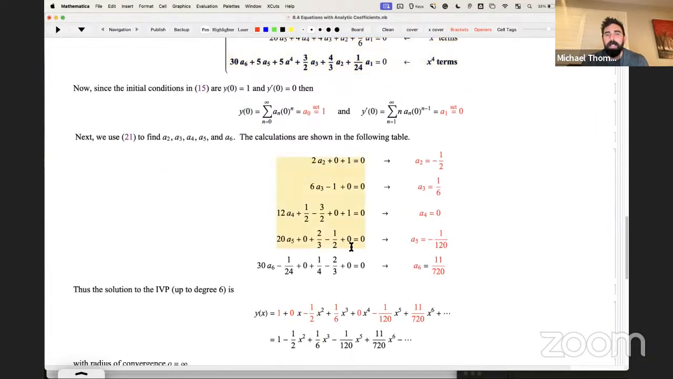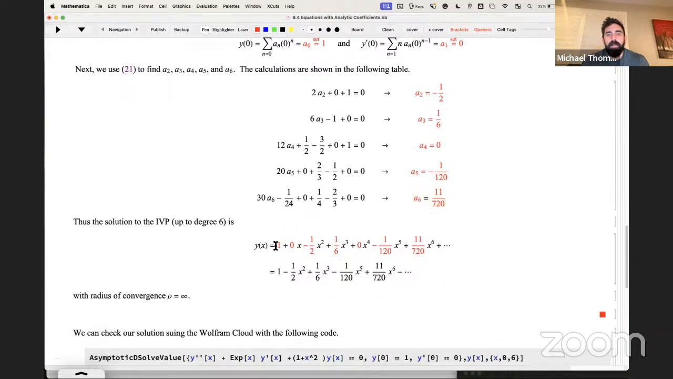So it looks something like this. And then we could solve for the remaining coefficients. So start with a2, solve for that one, and then solve for a3, and then solve for a4, and then a5, and then a6, so on and so forth. And we'll stop there. We're only doing the first few terms.